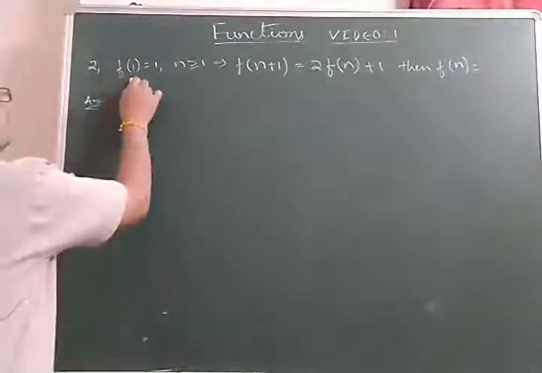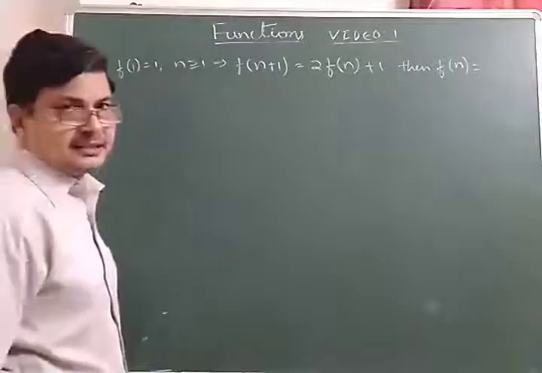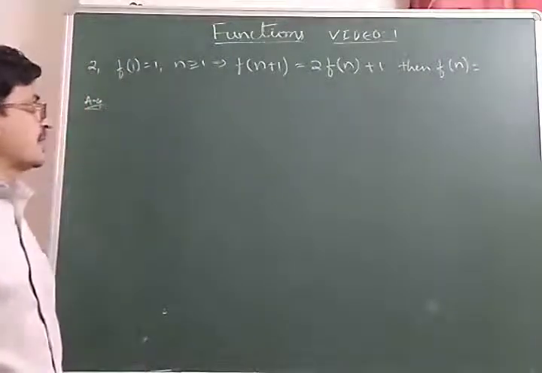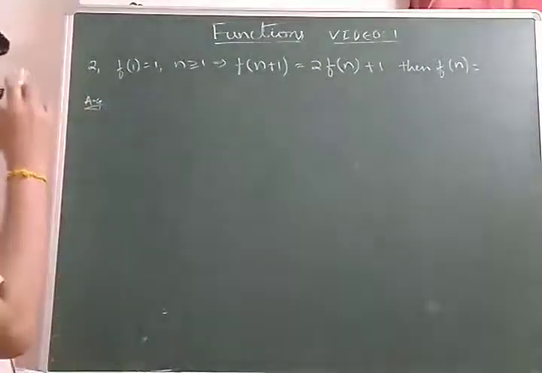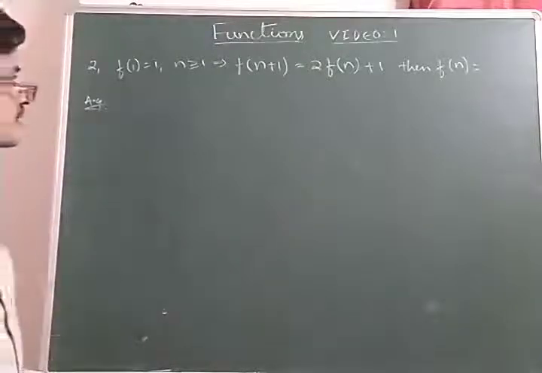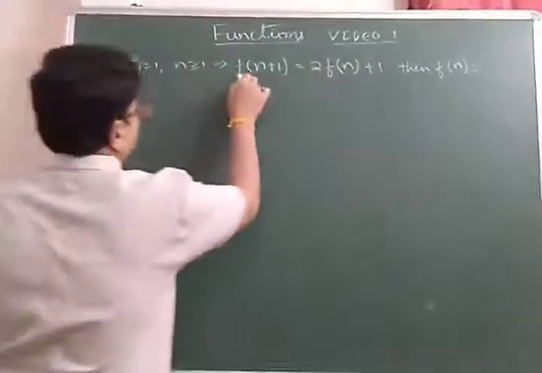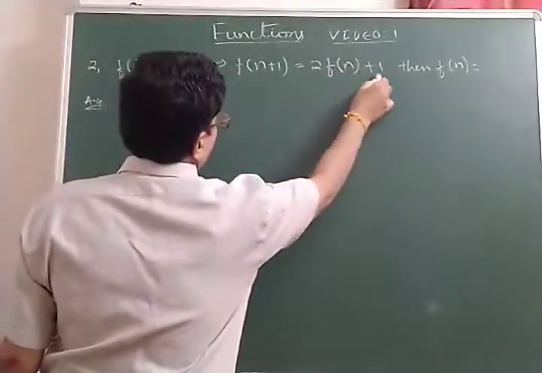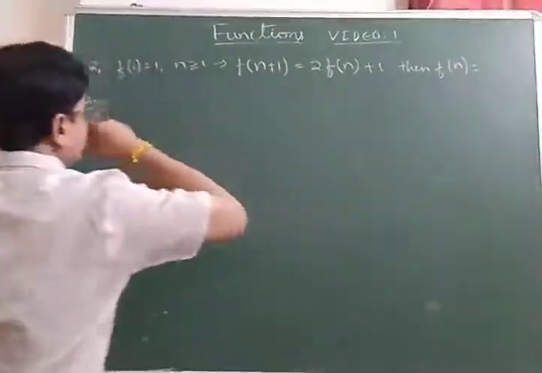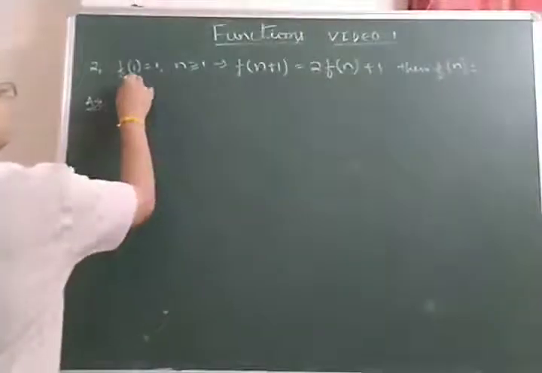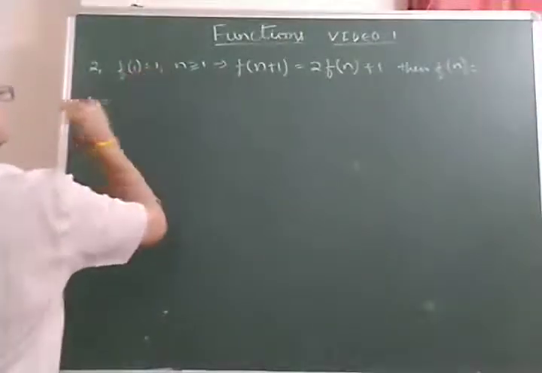Question number 2. f of 1 is equal to 1 and for n greater than or equal to 1, f of n plus 1 is equal to 2 into f of n plus 1. Then f of n is equal to. That means given f of n plus 1 is equal to 2 into f of n plus 1, what is the value of f of n? Here f of 1 is equal to 1.